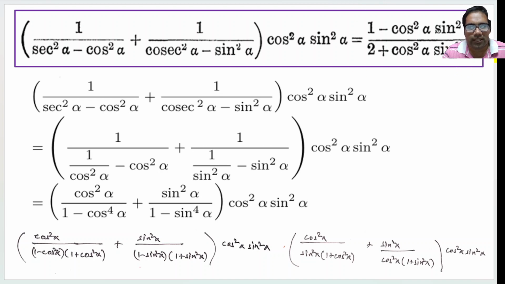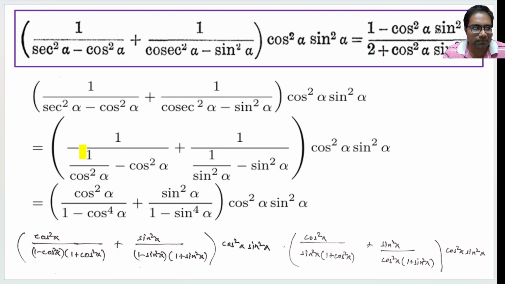Right. So in the right hand side, everything is in terms of cos alpha and sin alpha. Here we have secant and cosecant, cos and sin also. So let's try to convert everything into cos and sin. Secant square alpha is 1 by cos square alpha, and cosecant square is 1 by sin square alpha. Let's write this as is. Just replace secant square with 1 by cos square and cosecant square with 1 by sin square.